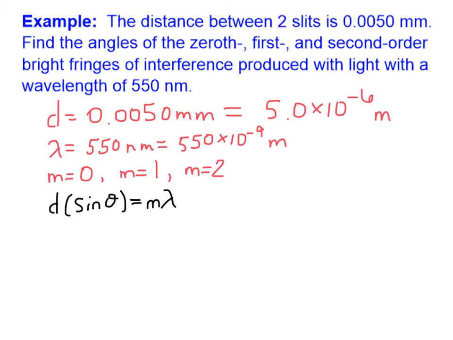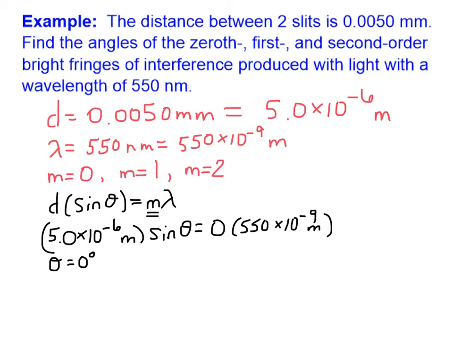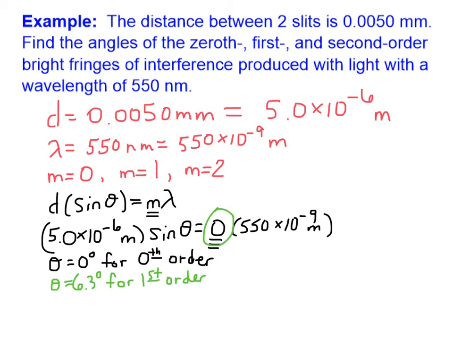My equation for constructive interference is here, so I'm going to go ahead and solve this for my 0th order when m equals 0. When I plug my values in, I get theta equals 0 degrees when m equals 0. If I replace m with a 1 for first order, and I solve this equation with a 1 here instead of a 0, I get theta equals 6.3 degrees. That would be the angle for the first order bright fringe. And if I replace this number with a 2 for second order, and I solve this equation, I'm going to get theta equals 13 degrees for the second order bright fringe.